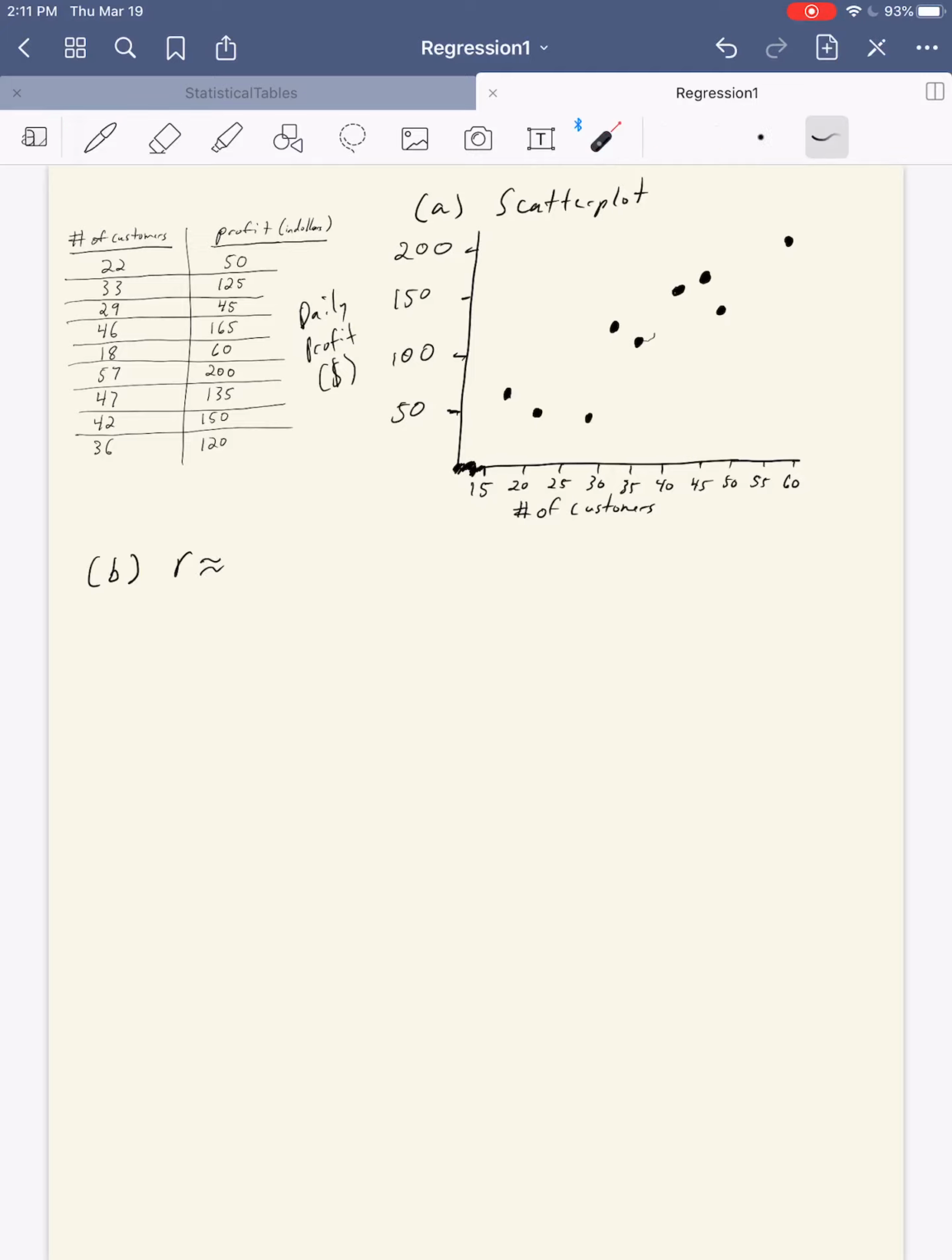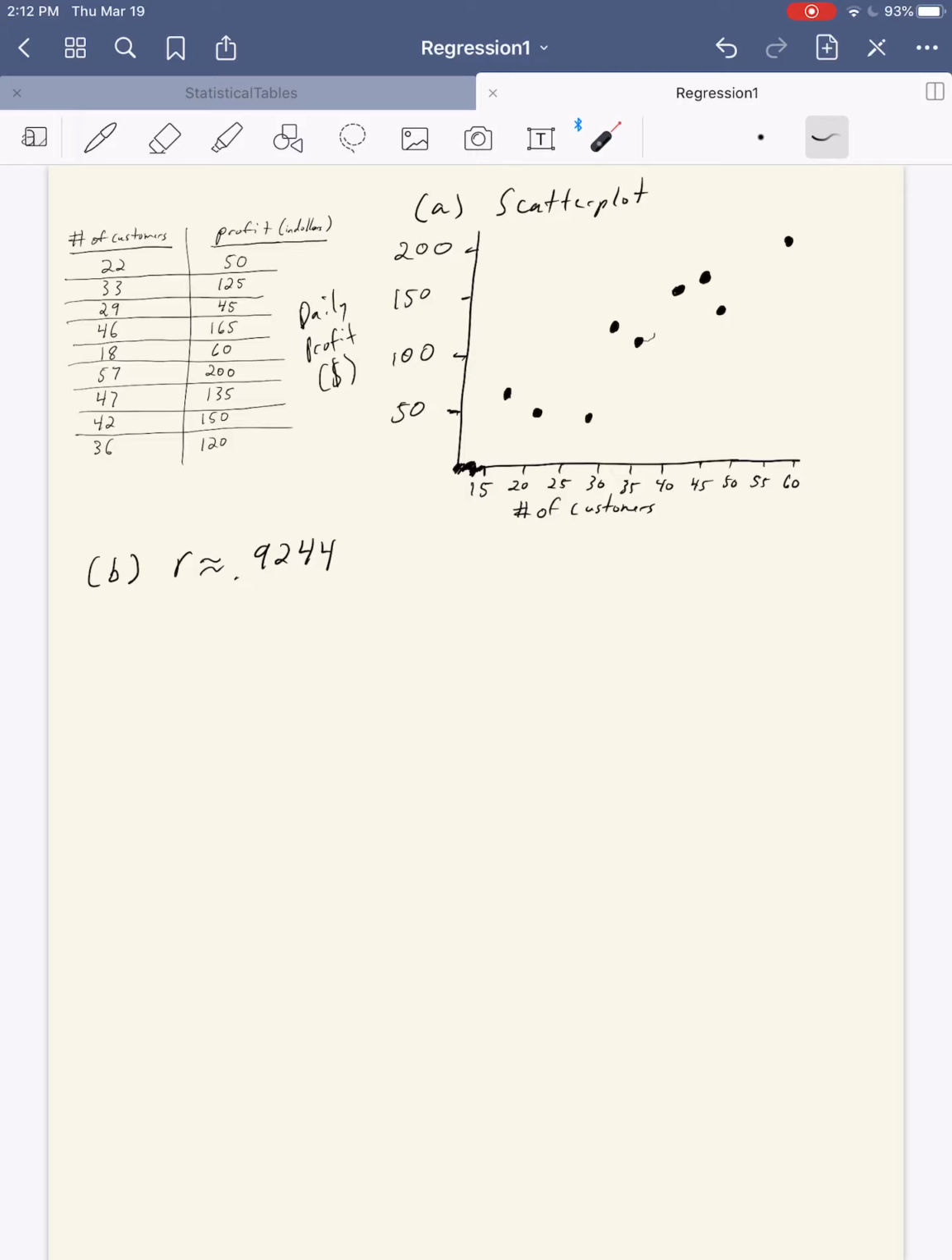Remember that to calculate this R value, you'll want to pop this data into your calculator and use that linreg ax plus b. I believe I already have mine in, so this shouldn't take too long. If we go ahead and do that calculation, we'll just go ahead and get that. And it looks like we should get an R value of 0.9244. And you guys will notice that this is, as predicted, a positive value.